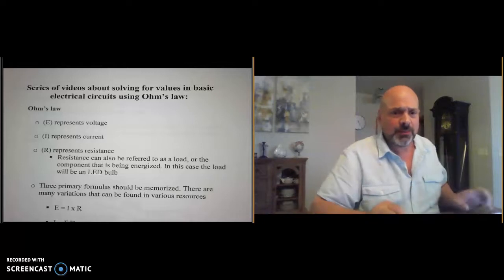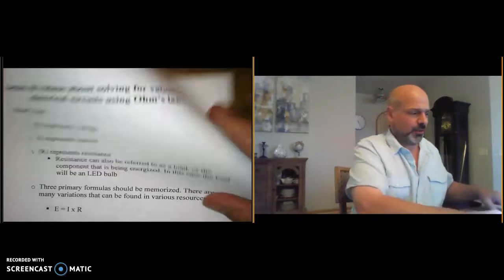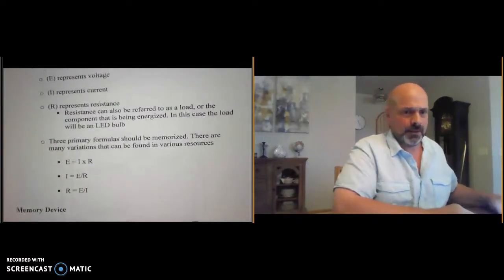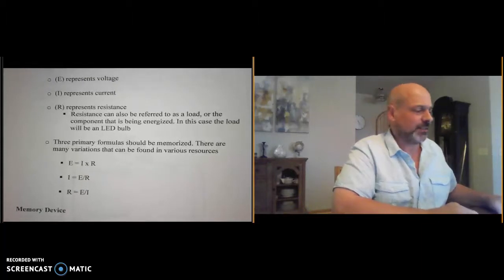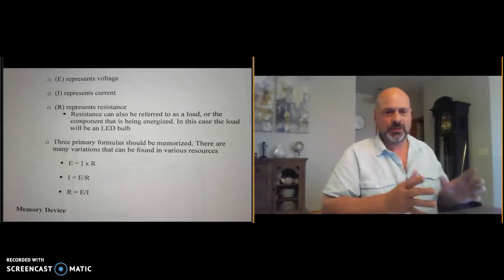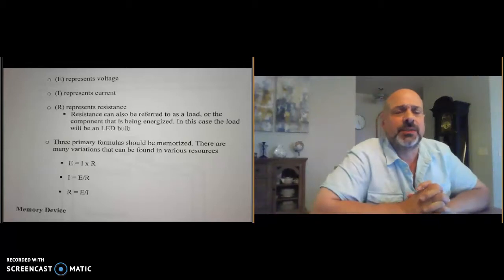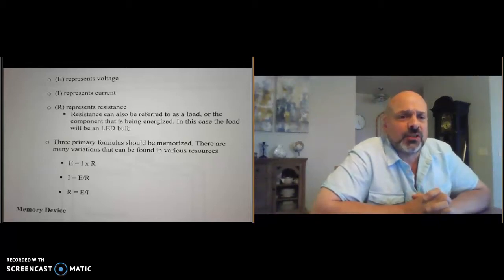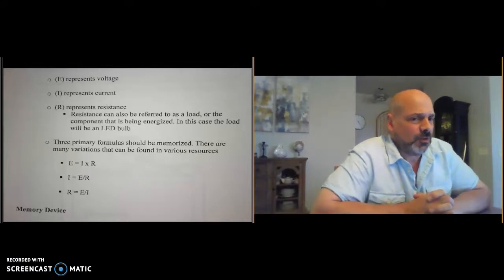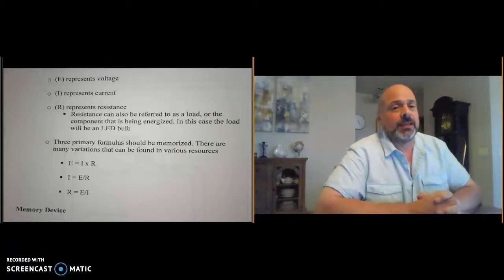There are three primary formulas that should be memorized. There's a lot of variations that we use in different circuits, but we're using most of the same values of voltage, current, and resistance. The basic formulas are voltage equals current times resistance, current equals voltage divided by resistance, and resistance equals voltage divided by current.